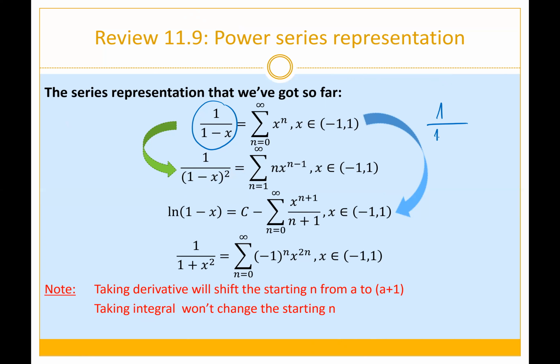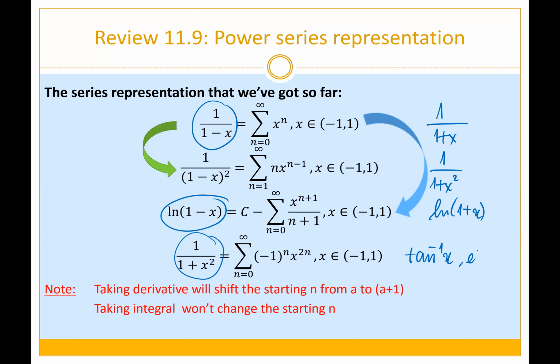Or you can have 1 over 1 plus x, 1 over 1 plus x squared. You can derive these yourselves. It's actually really normal. And you have ln of 1 minus x, or you can find ln of 1 plus x as well. And then you have something like this, which is going to help you find inverse tangent of x by taking an integral. Or you can find things like e to the x. What's the representation for that? And I think in the upcoming sections, we're going to learn about sine and cosine. So that's all the theory that I have.